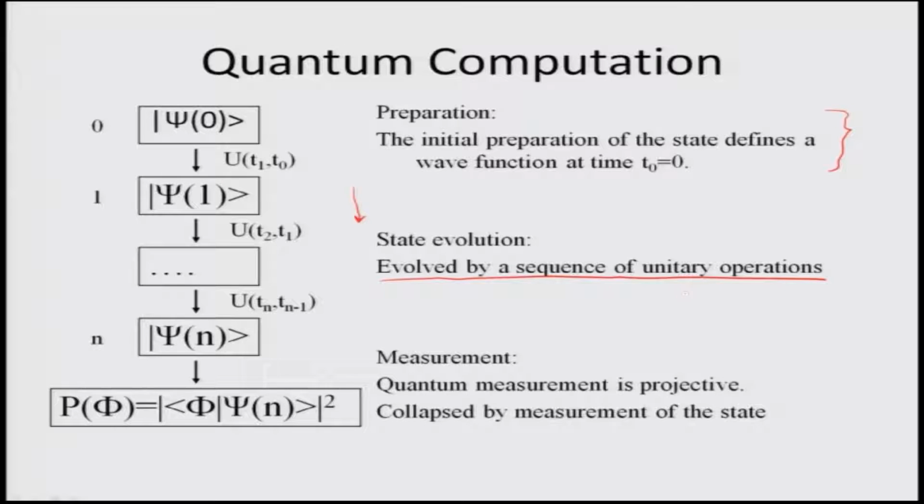And finally, is the measurement process, where the quantum measurement is going to give rise to the projective component, and the final step is the measurement, where the projection will be made, as quantum measurements are projective in their character, and essentially it is a collapse by measurement of the state. So, that is the basic principle which we have been following.